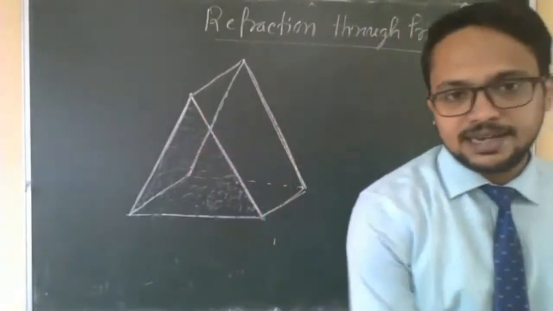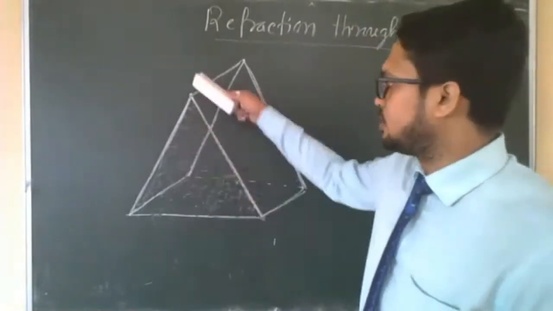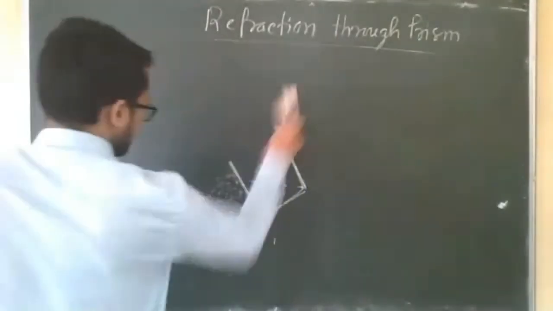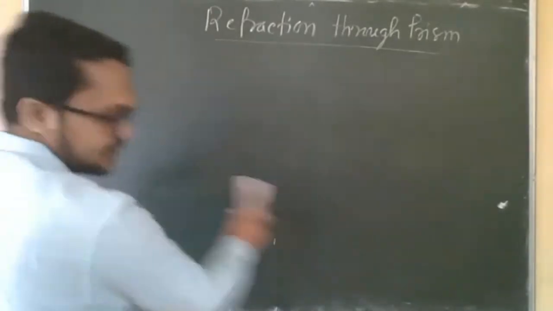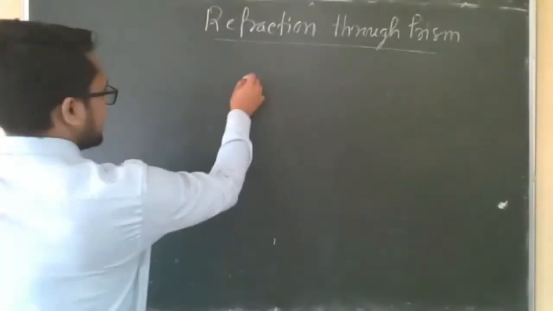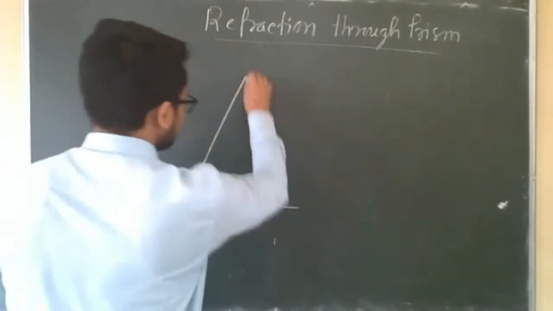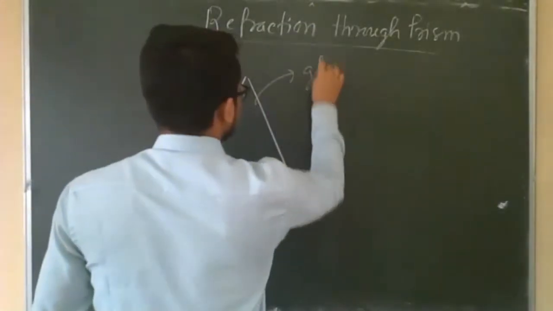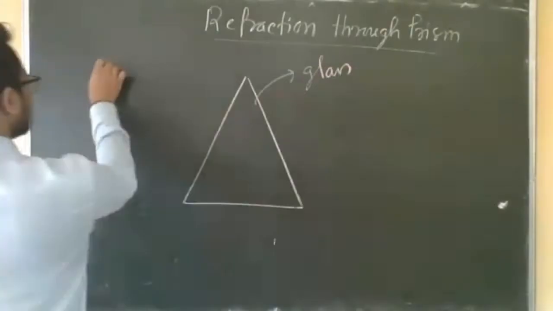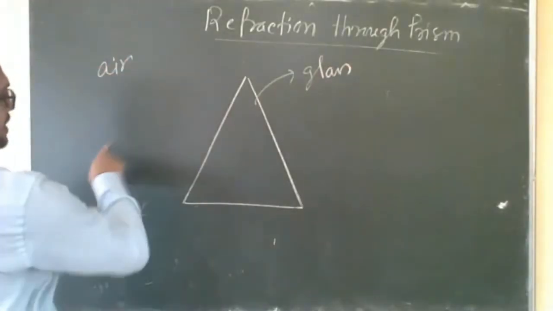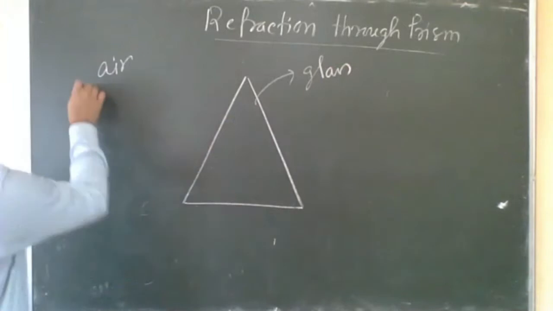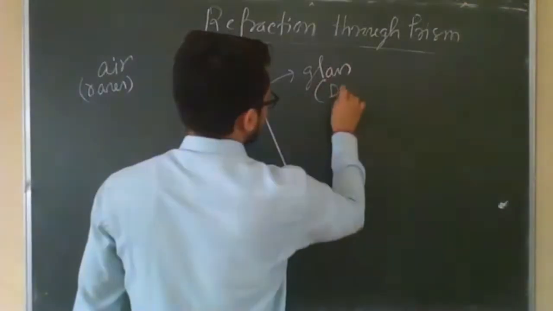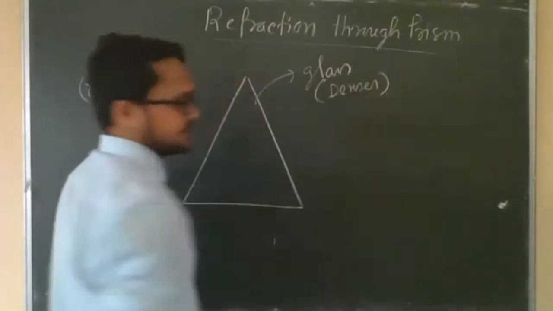So when we draw the ray diagram, we will not draw it in this way. We will draw only this triangular shape. It is made up of, suppose, glass, and the surrounding medium is air. That means light will enter from air to glass, that means rarer to denser. This is rarer and this is denser. So light will enter from rarer to denser.